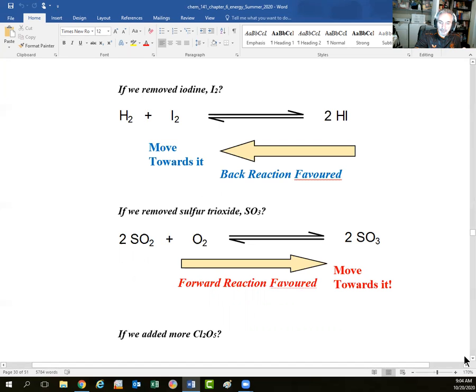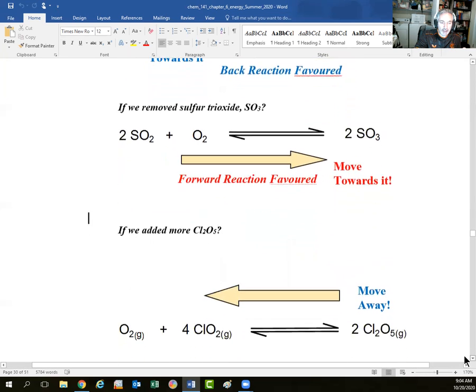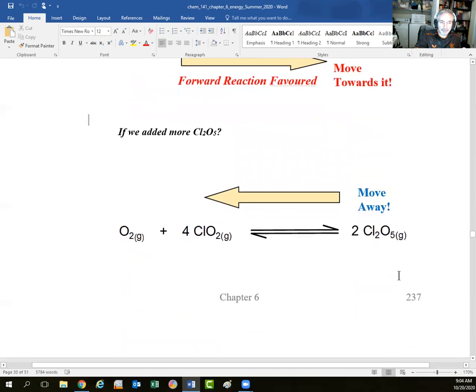And lastly, adding more dichlorine pentoxide. Kind of weird how I've got it set up here, but never mind. Let's see, look for the dichlorine pentoxide. There it is there. We add more. Equilibrium realizes that we have got too much, so we move away from that chemical, favoring the back reaction as we use it up in the back reaction to produce more chlorine dioxide and oxygen gas.